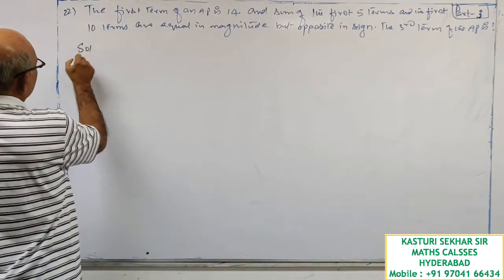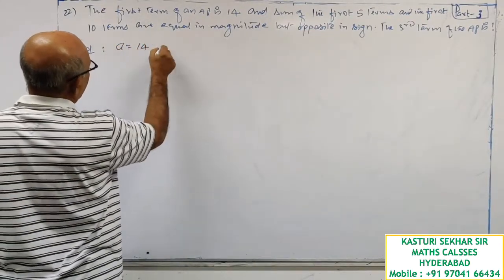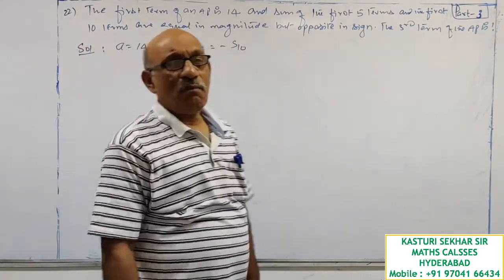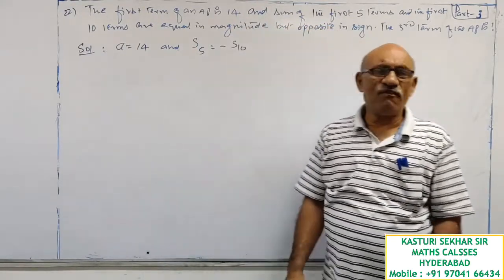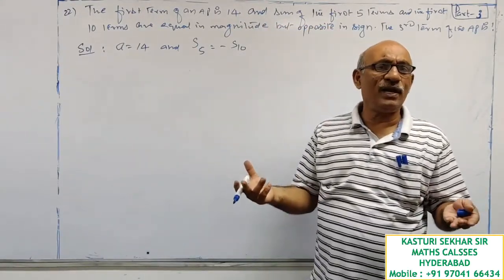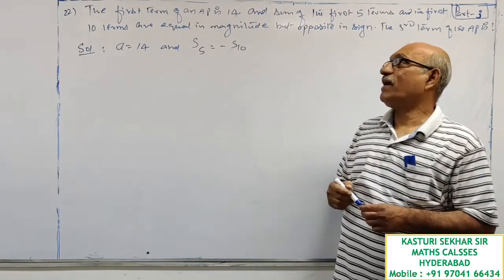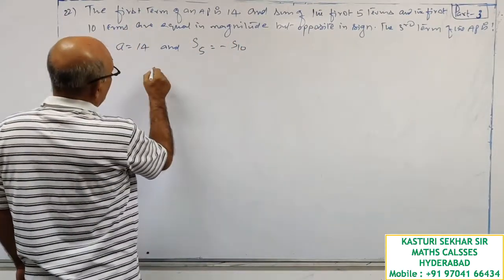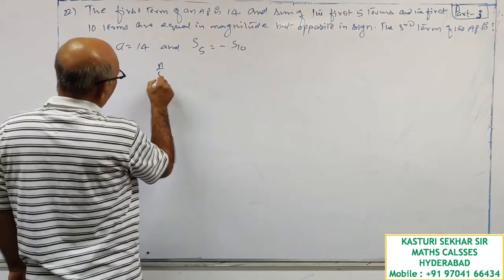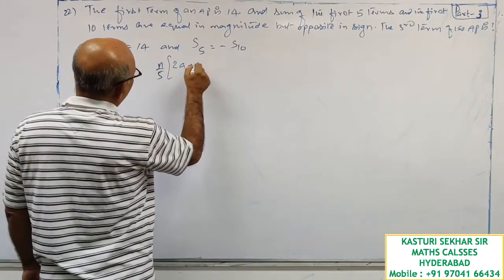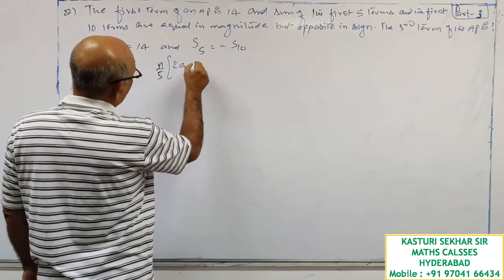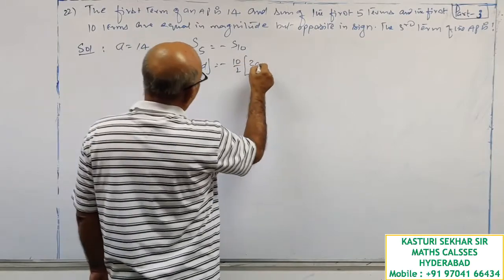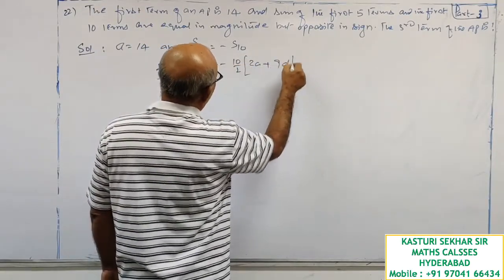Look at the solution part. a is equal to 14 given and S5 is equal to minus S10. Sum of first 5 terms and the sum of first 10 terms are numerically equal but opposite in sign. So one value is positive, the other value is negative. So this is 5 by 2 into (2a plus (5 minus 1), 4d) is equal to minus 10 by 2 into (2a plus (10 minus 1), 9d).